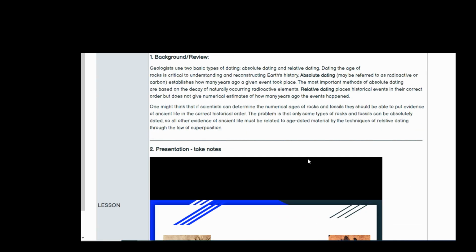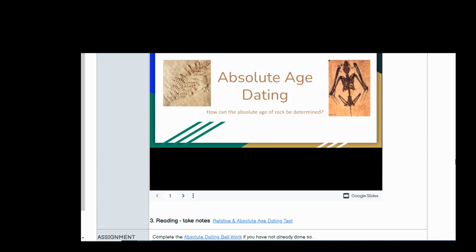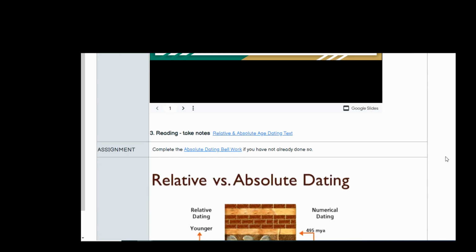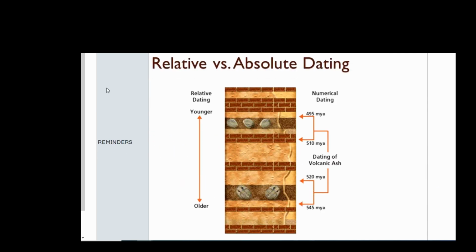Once you've done that, you're going to go ahead and do the lesson. There is no other assignment for today's lesson because tomorrow we're going to do a lab activity with this. You do have a little bit of a comparison down here at the bottom that shows relative dating on the left, absolute dating on the right. So relative is just sequence. Absolute gives you the numbers here.